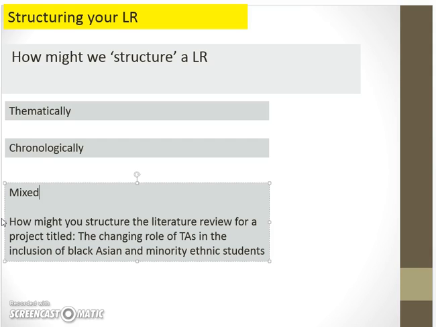It is important to remember there is no correct way to structure your literature review. It really is dependent on whatever way you think best suits the story that you are trying to tell or the argument you are trying to convey.